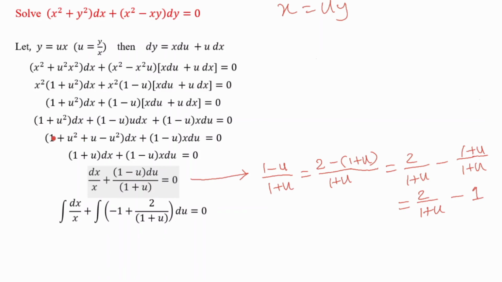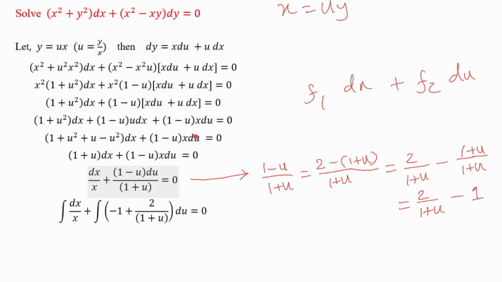So here this u square, this u square is cancelled. So we can say 1 plus u dx. Here we get 1 minus u x du. Now our target is to make this equation look like function 1 dx plus function 2 du.